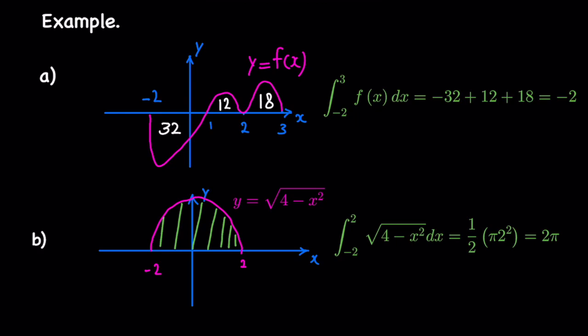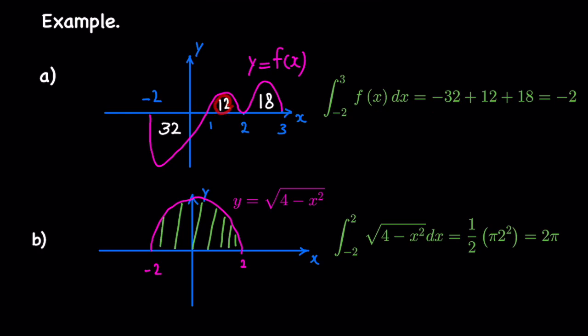So you are going to go between -2 and 3, and you see that you can break it up into 3 pieces. So it's from -2 to 1, and then from 1 to 2, and then from 2 to 3. Between -2 and 1, the area is going to be negative 32. These numbers written here show you the area of that region. But because this region lies under the x-axis, in calculating the definite integral, it's going to be -32.